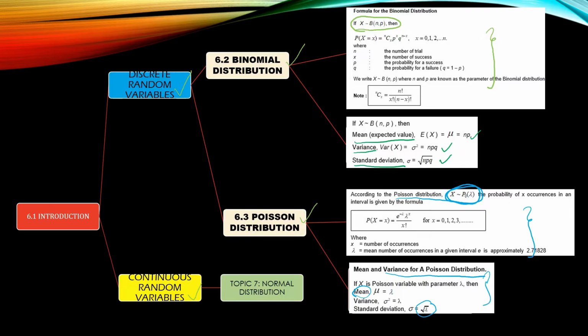So from here, you can see that under binomial distribution, you need to know the definition and also the information in the binomial distribution, such as mean, variance, and standard deviation. Meanwhile, it is the same for Poisson distribution, where you need to define the Poisson distribution, and then you also need to know the mean and variance for a Poisson distribution. So generally, this is the rough idea about topic 6.